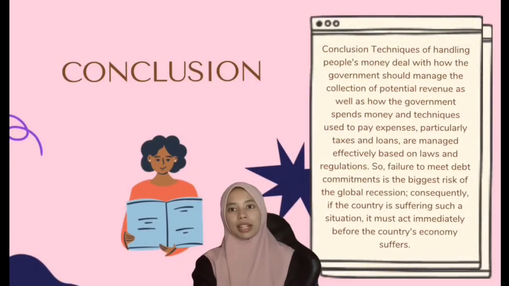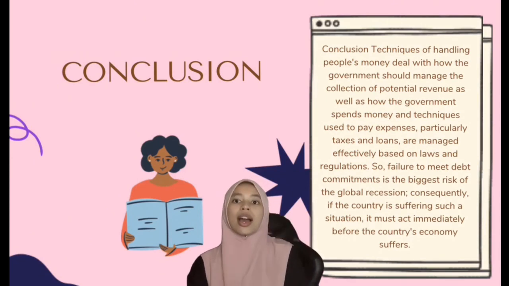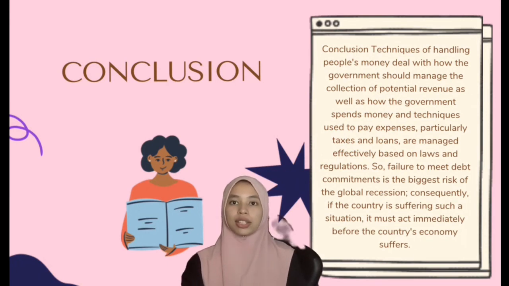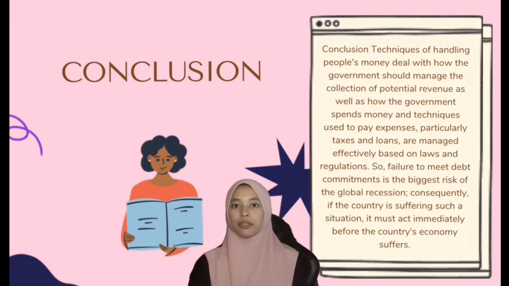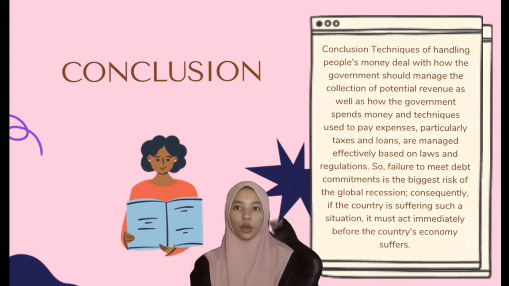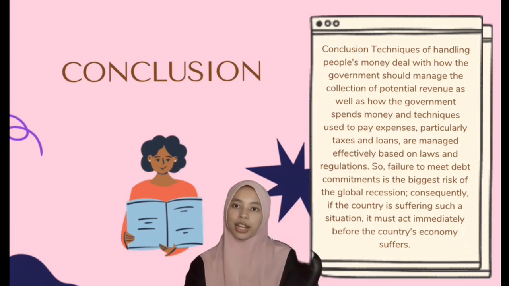Conclusion: the technique of handling people's money deals with how the government should manage the collection of potential revenue as well as how the government spends money and the technique used to pay expenses. In particular, taxes and loans are managed effectively based on laws and regulations. Failure to meet that commitment is the biggest risk of global recession. Consequently, if the country is suffering such a situation, it must act immediately before the country's economy suffers.